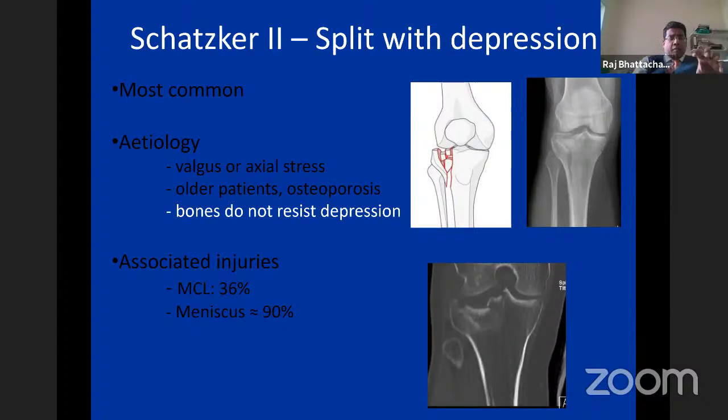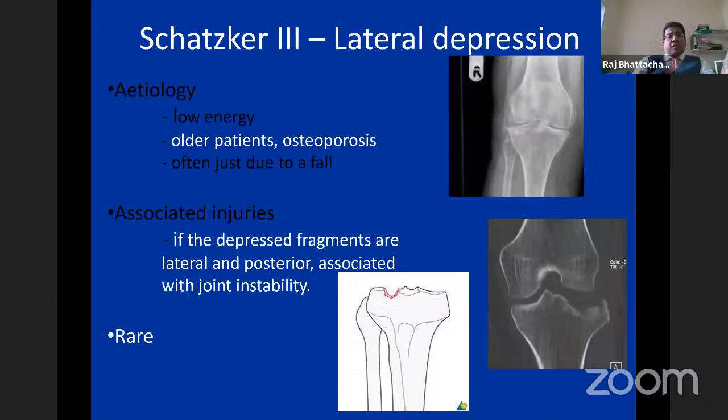That's why they crumble more so than the first one. And in Shaska 3, it's usually an osteoporotic fracture in older patients. If the depressed fragments are towards the back and lateral, they can be associated with joint stability. So beware of that. And to be honest, I find Shaska 3 patients quite rare. If you look carefully, the majority of them have that small split that goes to the front that converts a 3 to a 2. So I don't get to see a lot of 3s.